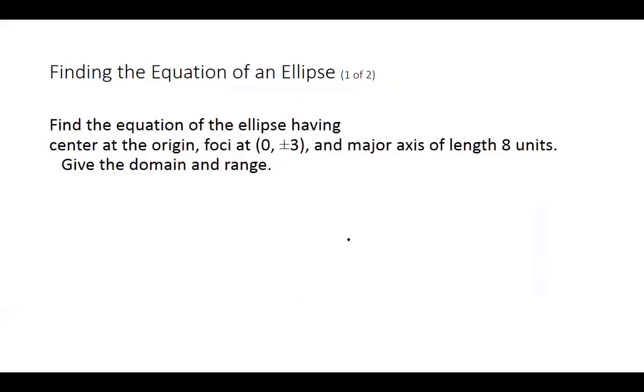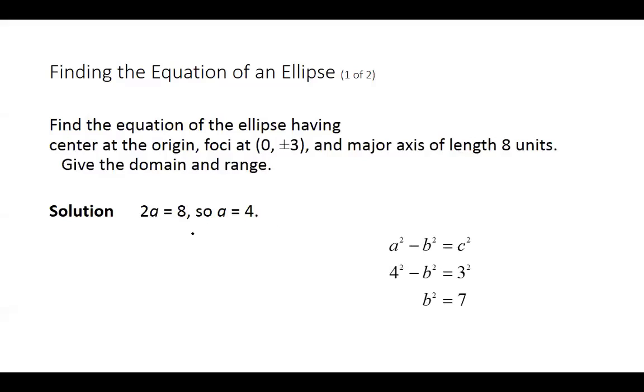Find the equation of the ellipse having the center at the origin, with foci given as 0, plus and minus 3, and a major axis of length 8 units. Give the domain and range. If you recall, 2a is equal to 8. They're giving you a major axis of 8 units, so that would be equal to 2a. You can solve for a from here, and that would be 4.